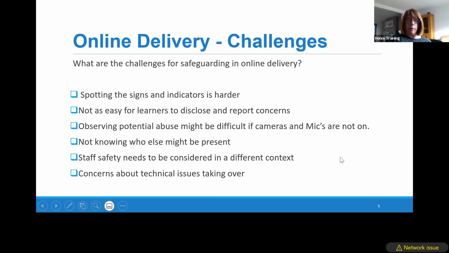So if the tutor's worrying about whether all the learners have managed to get online, whether somebody's mic's working, all sorts of things like that, whether their own equipment is working properly, then those concerns can take over from everything else.